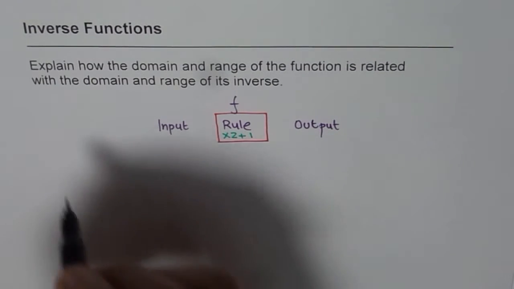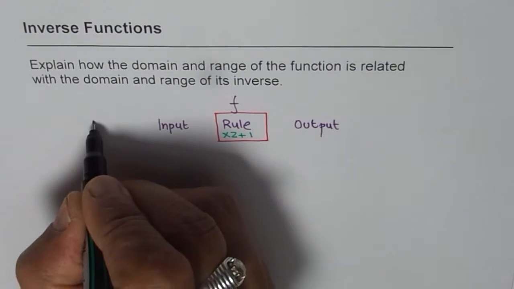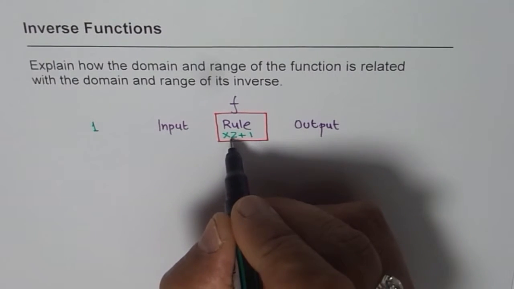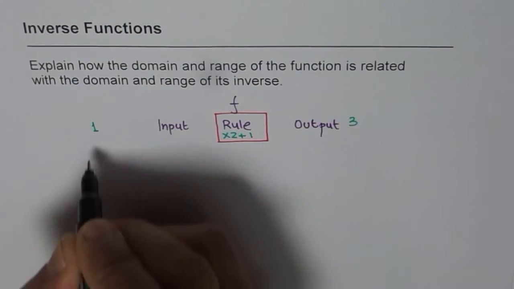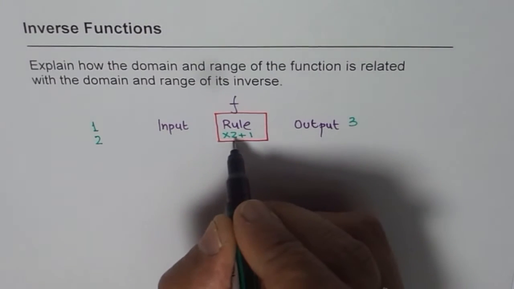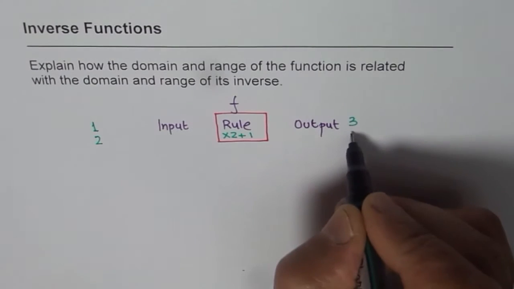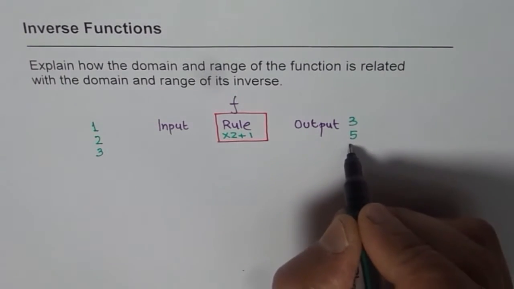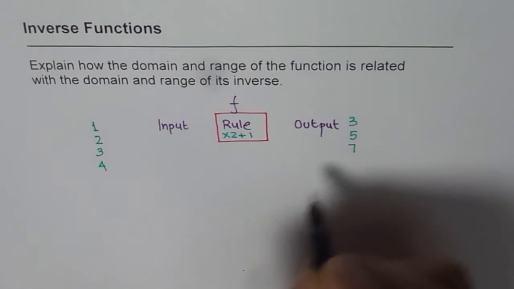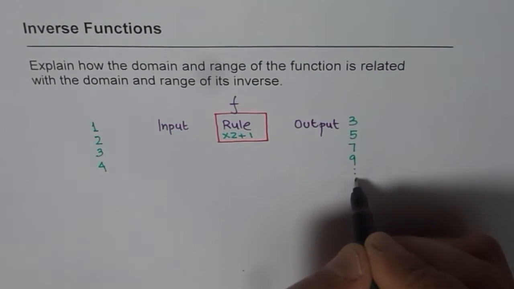If we apply this rule, let us say if input is 1, then output is times 2 is 2, 2 plus 1, we get an output of 3. If input is 2, 2 times 2 is 4, 4 plus 1 is 5. If it is 3, then we get 7, for 4 we get 9, and so on.